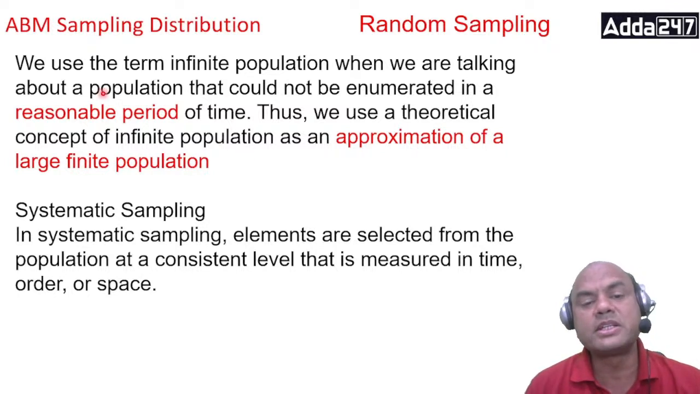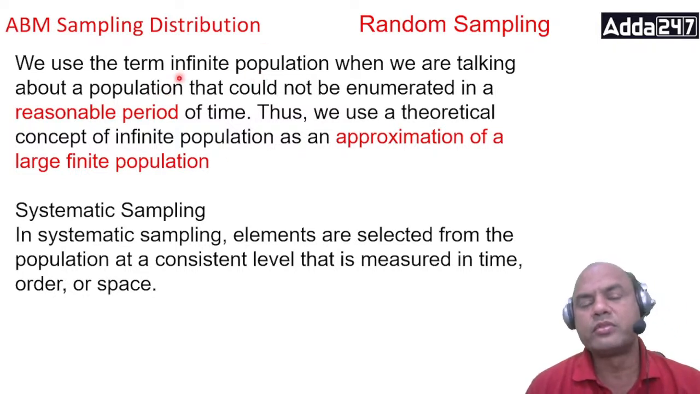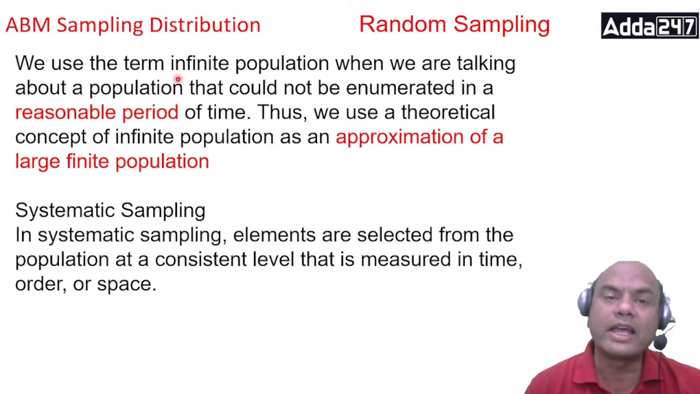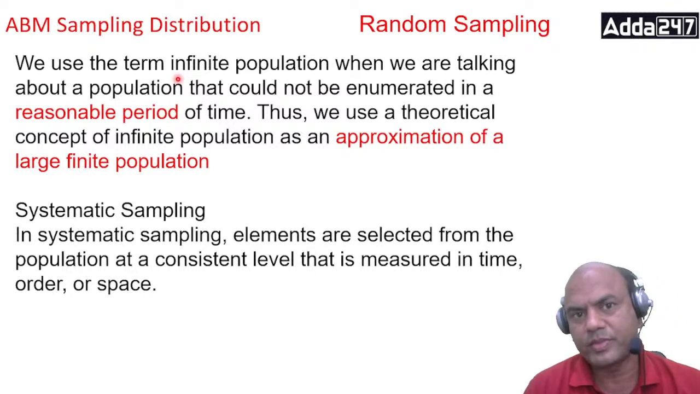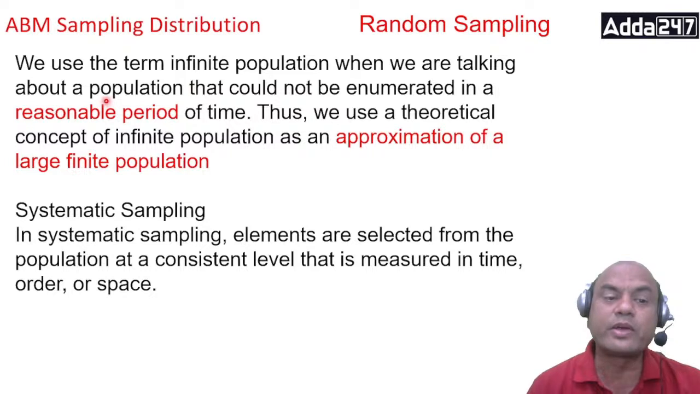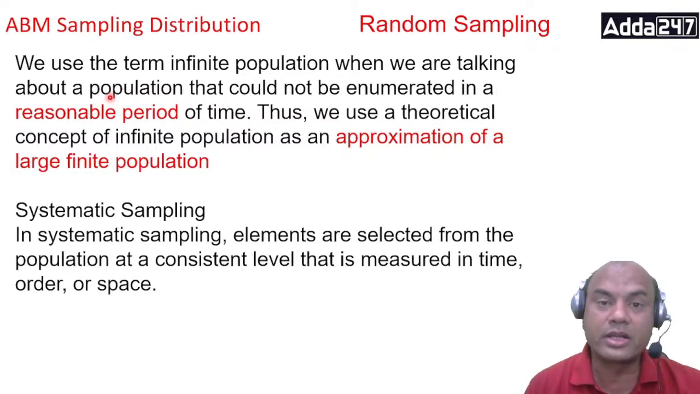If my population is too huge to be done in a survey, I'll give you one more example. You do the survey of 1 lakh people in 2 days. Go and ask each one. It's not possible within a reasonable period. So that becomes an infinite population for that 1 lakh people for those 2 days.